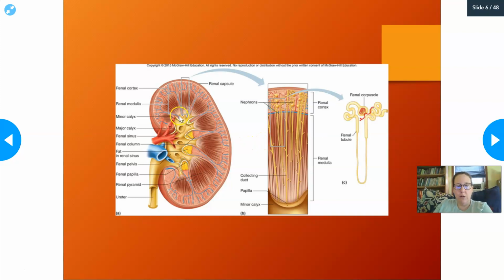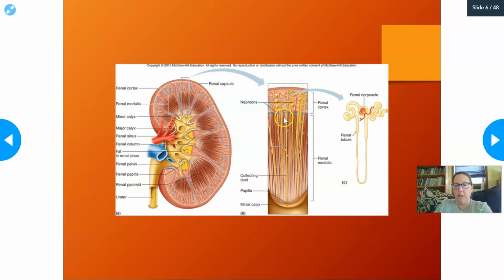So again, here is your renal sinus with the renal pelvis, minor, and then major calyces there. We have pyramids, we have the medulla here, and the cortex here. If you took a slice of this, it would look like that. This region right here would be the cortex. This region right here would be a pyramid. And these are collecting ducts that are in here.